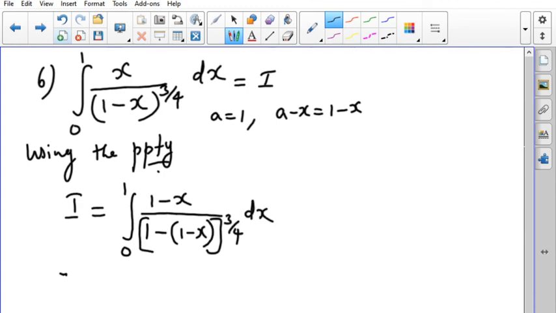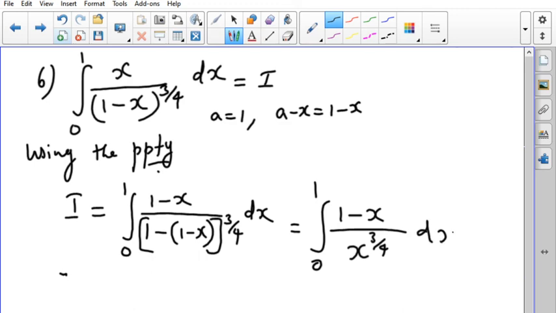Okay. So what will be the denominator? 1 minus 1 will become 0. So it will become x to the power of 3 by 4. So integral 0 to 1, 1 minus x divided by x to the power of 3 by 4 dx. Okay. So now we can write this by taking the x to the power up. Then 0 to 1, x to the power of 3 by 4 going up becomes minus, into 1 minus x dx.